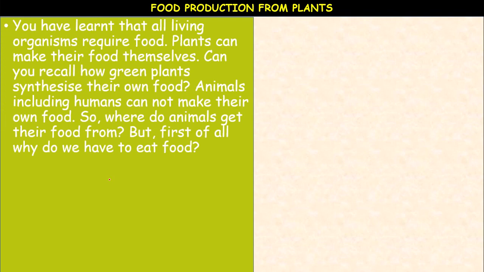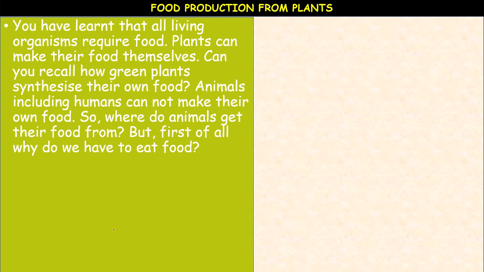So you have learnt that all living organisms require food. Plants can make their food themselves. That is why plants are called autotrophs. Can you recall how green plants synthesize their own food? Yes, by a process called photosynthesis. The green plants utilize the carbon dioxide and water in the presence of sunlight, undergo a photochemical reaction and form starch.